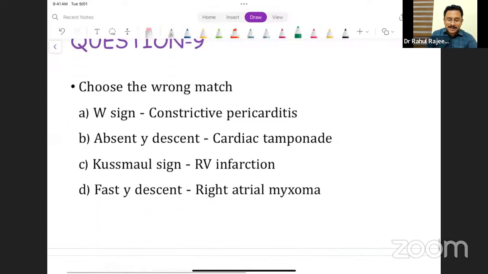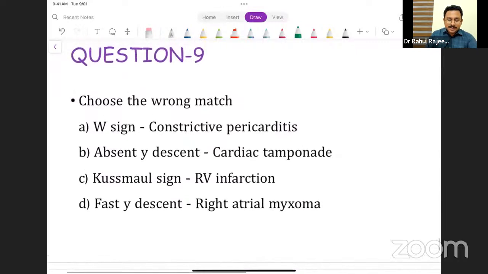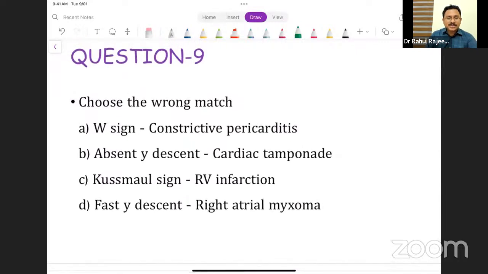Moving to question number 9, choose the wrong match. So W sign is actually a finding in case of constrictive pericarditis where you get prominent X descent and Y descent. So I'm not going to pick that as the answer. Absent Y descent is a feature of cardiac tamponade, so that is not the answer.